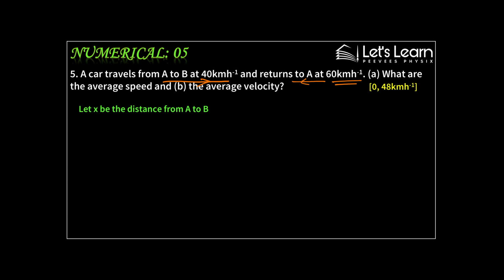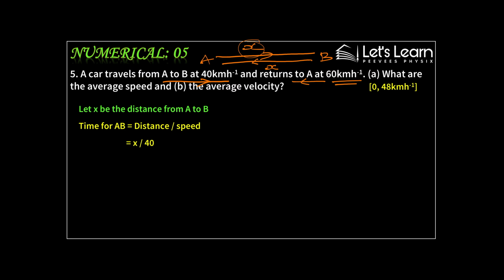So what I'm choosing is from A to B, let me assume the distance is x. And from B to A, distance is again x. What we assumed is one-way distance is x. So time taken to travel first part of the journey AB is total distance divided by total speed. Total distance is x and the speed 40. So this is time taken by the car to travel from only A to B.